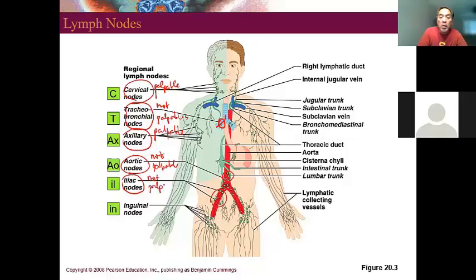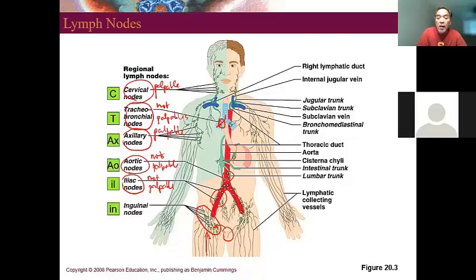And the last nodes, the general last nodes that we have that guard around the body, will be the inguinal nodes. The inguinal nodes are just located underneath the skin, close to where the inguinal ligament is. These nodes are the ones that will drain anything from the leg and thigh, and the genital organs. So that is where the lymph is going to be drained. This is where we assess for sexually transmitted disease, STD.